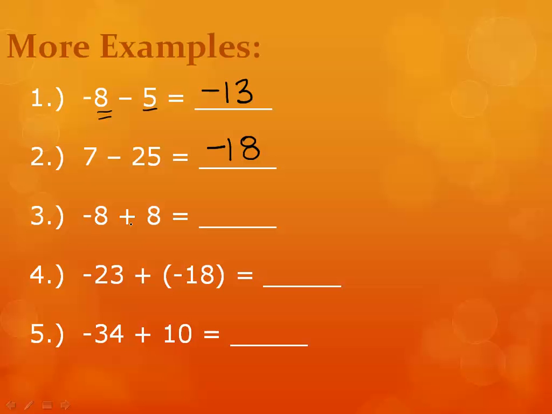In problem 3, I again have different signs, which means I subtract. So 8 minus 8 is 0. 0 doesn't have a sign. Notice again, if we had read this problem backwards, that's +8, take away 8. Exactly the same problem. Problem 4. Our signs are the same in this problem. That means we add 23 and 18 together, which is 41, but we keep the negative sign.